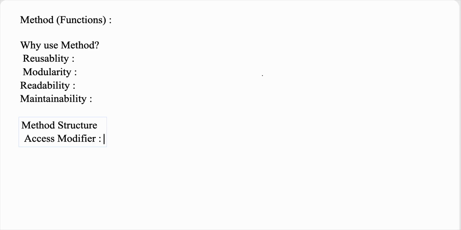The access modifier defines the visibility of the method, like public, private, etc. For example, I am taking public and private. It defines the visibility of the method. Public means anyone can see it, but private means only a particular person can see it. Okay, the second thing is the return type.